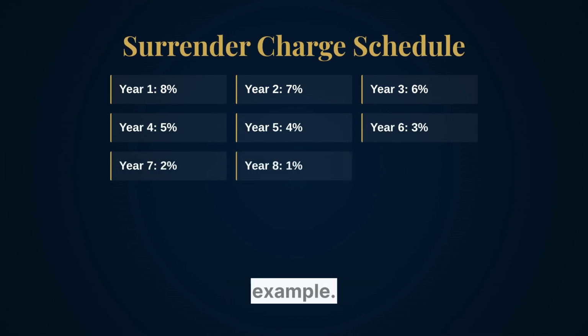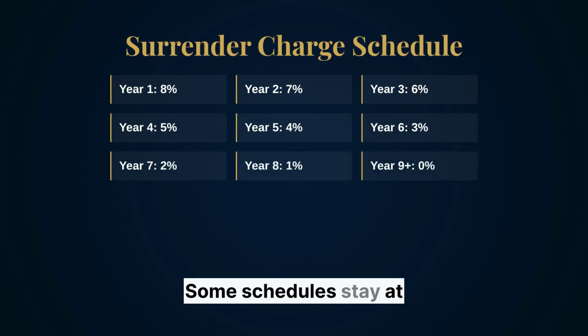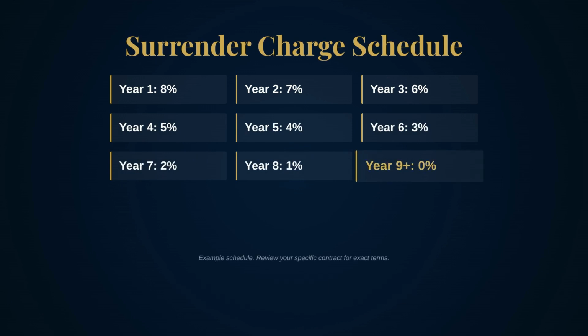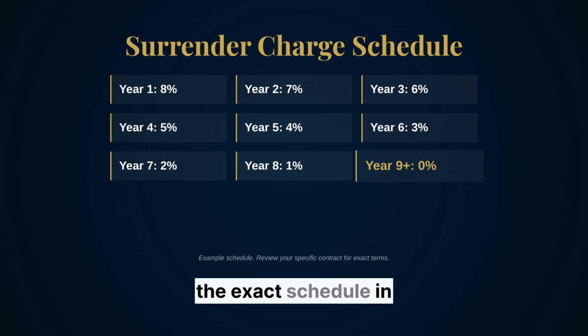That is only an example. Some schedules stay at the same percentage for several years before they begin to decline. Others may last much longer. You need to review the exact schedule in the contract you are considering.